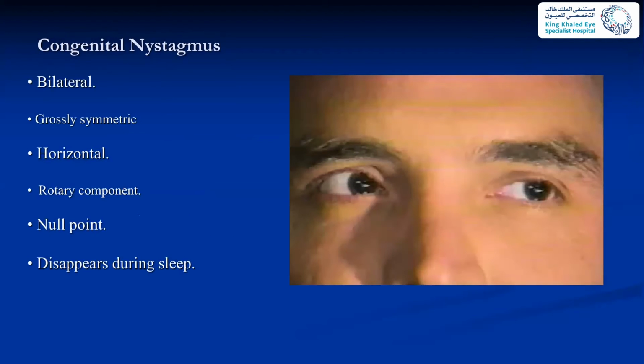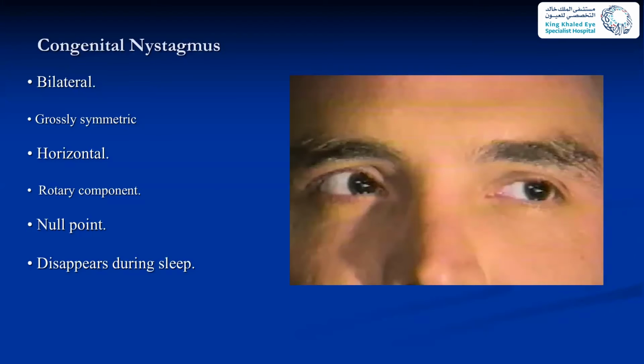Now, let us see a case. This is an adult. He has had nystagmus since a young age. His mother told him that he has had it since birth, and it is bilateral, grossly symmetrical, horizontal with rotatory component, and he has a Null Point, and this nystagmus disappears during sleep.